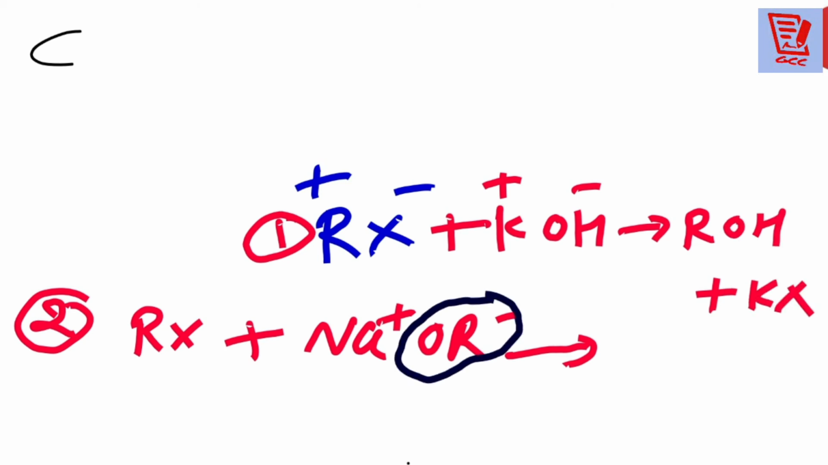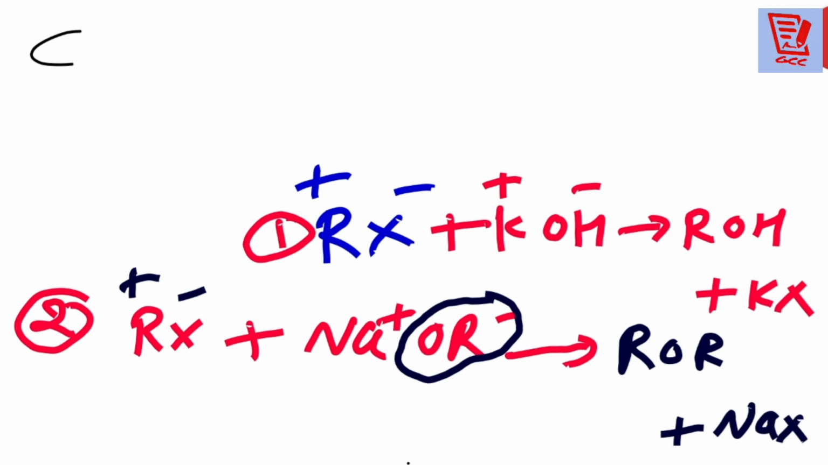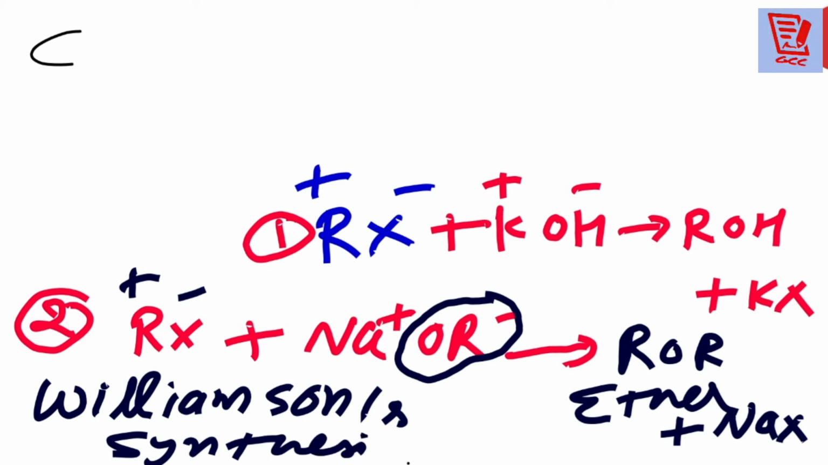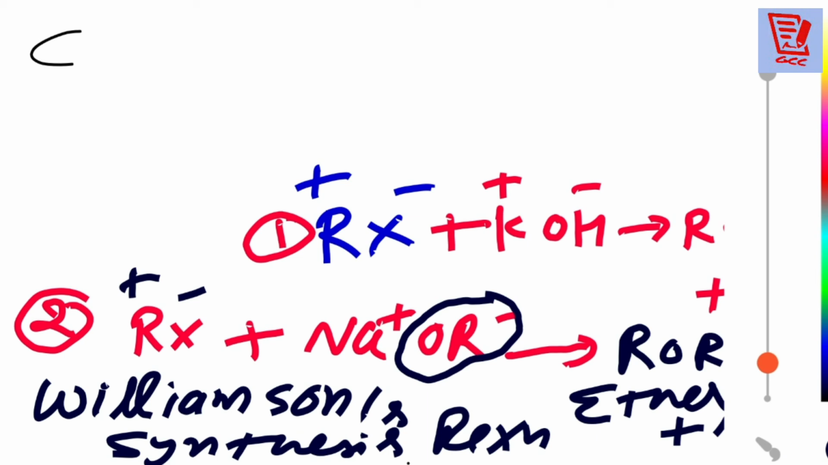R positive, X negative, and OR negative will come: ROR plus NaX. Students, just remember ROR is known as an ether, and this is also called a naming reaction. Williamson's synthesis reaction. What do you call it? Williamson's synthesis reaction. Is that clear?